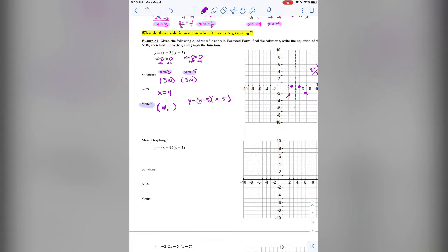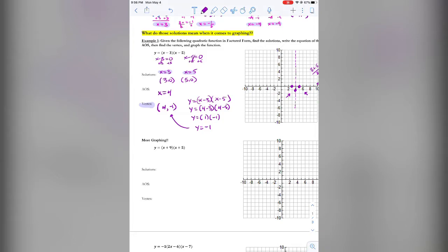Well, if our x is 4, let's see what happens. So we plug in 4, 4 minus 3, and 4 minus 5. Well, 4 minus 3 is 1. 4 minus 5 is negative 1. So we get y equals negative 1. And we can put it back into our point. So now our vertex is at 4, negative 1.